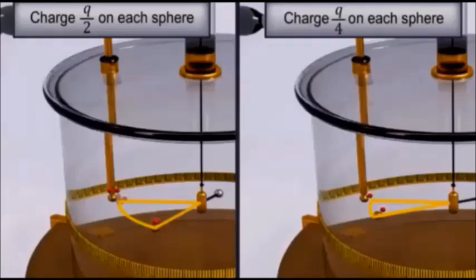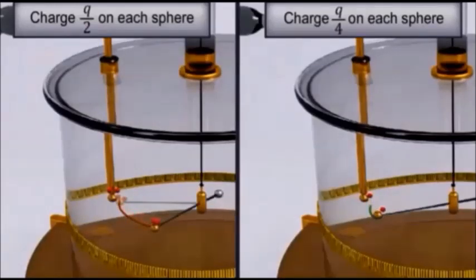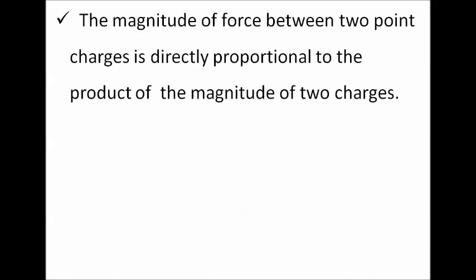From this, we can conclude that the force of repulsion or attraction is directly proportional to the product of the magnitude of the charges accumulated on both the interacting spheres. So from the experimental observations, Coulomb concluded that the magnitude of force acting between 2 point charges is directly proportional to the product of the magnitude of two charges.